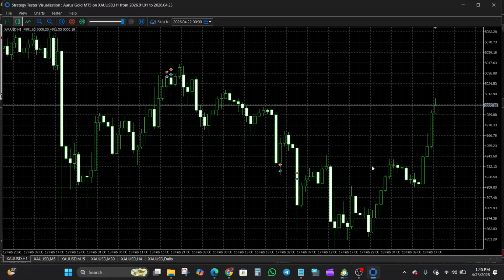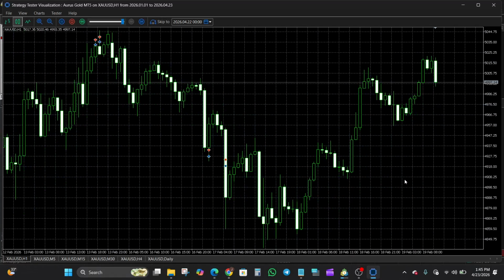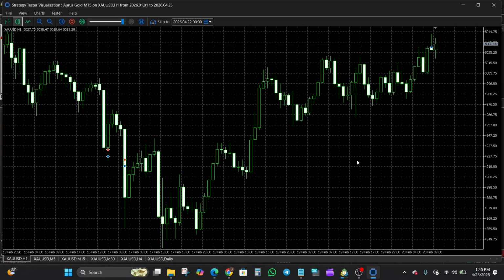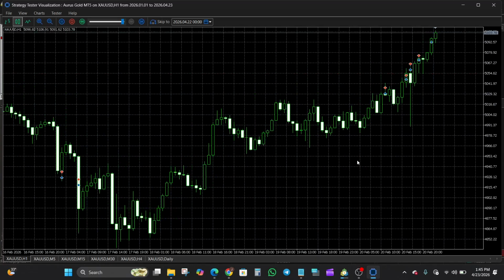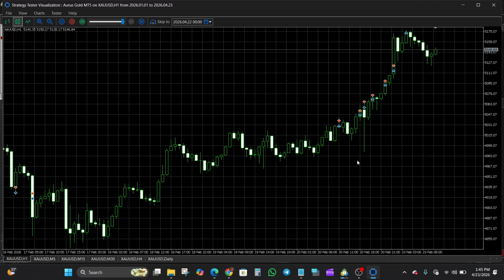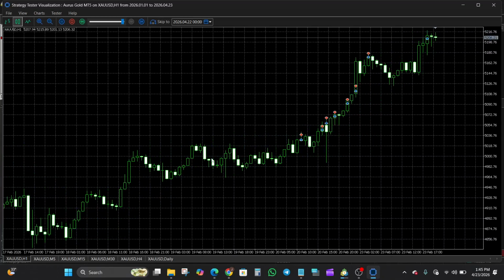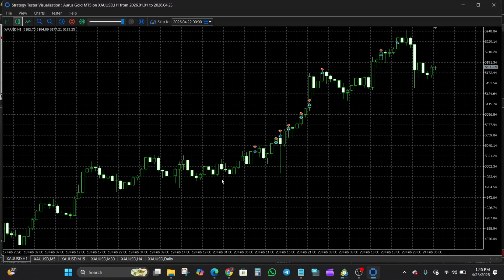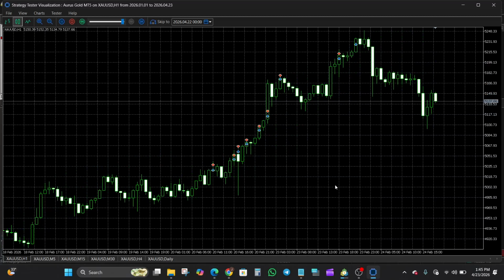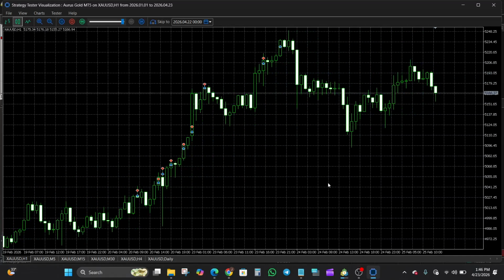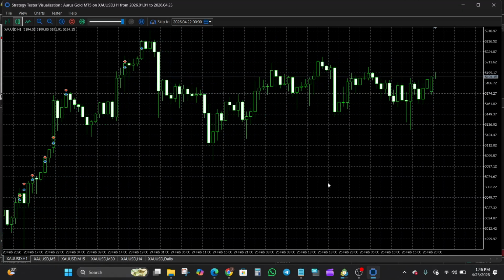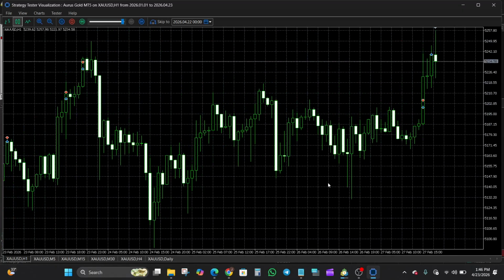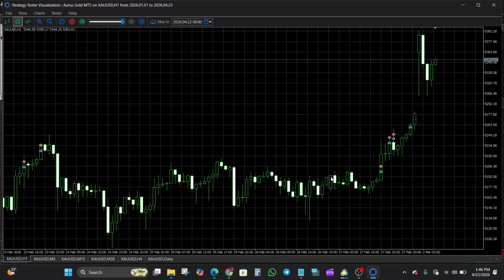Okay, so from what we are seeing, Aurus Gold seems to reduce exposure during sideways markets. You can see during sideways markets, it tends to reduce exposure. All right. Overall, performance seems to improve in trending conditions, especially when gold is moving with clear momentum. All right.